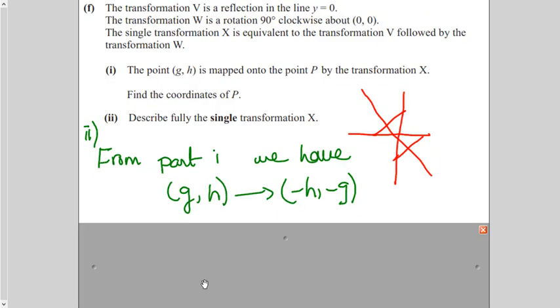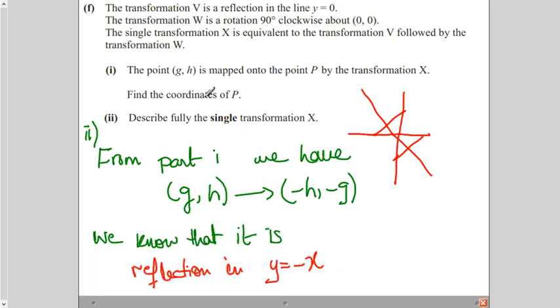So that's why we get a clear hint here that the only transformation is reflection in y is equals to -x.